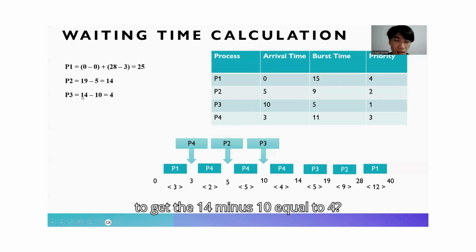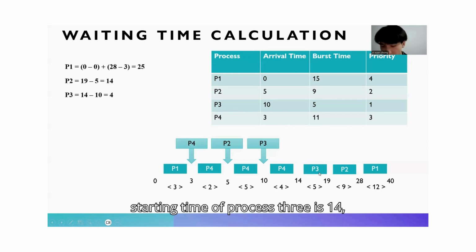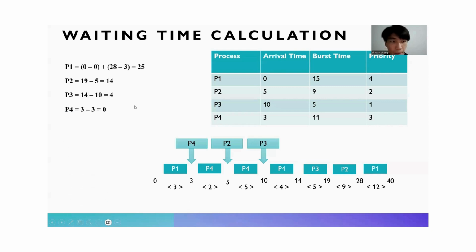Next is P3. How to get the 14 minus 10 equal to 4? You just see the starting time of process 3. You can see the starting time of process 3 is 14, right? So you just take 14 minus the arrival time. The arrival time is 10. So 14 minus 10 equal to 4.